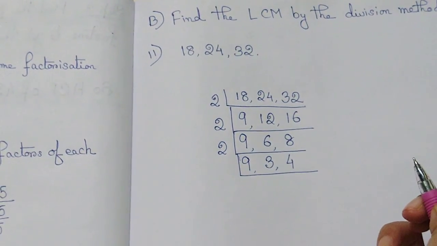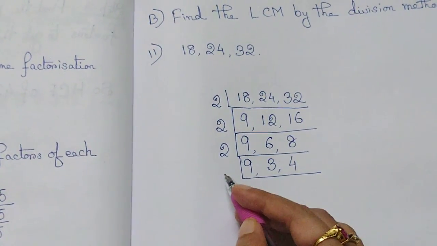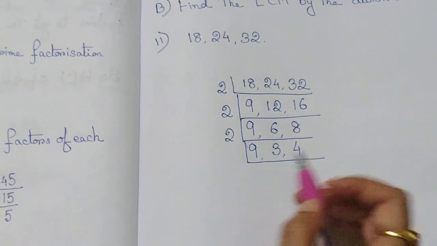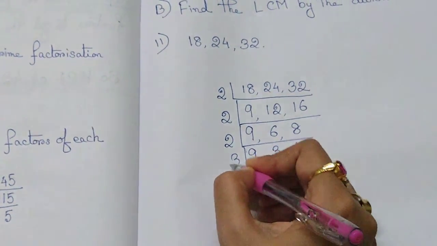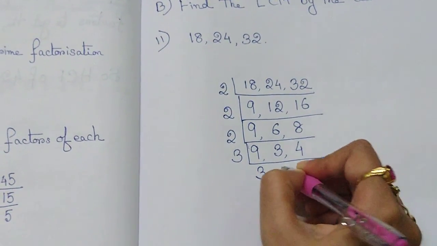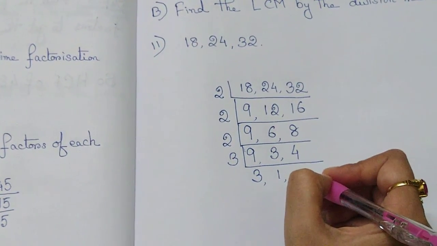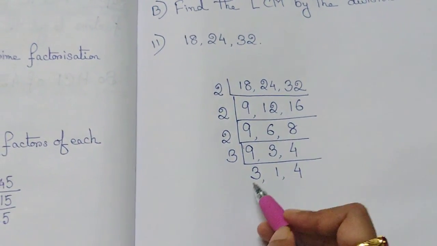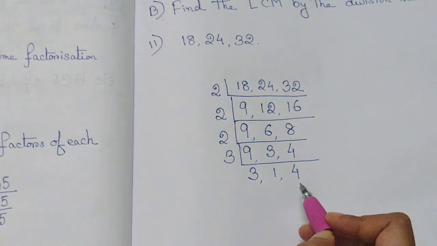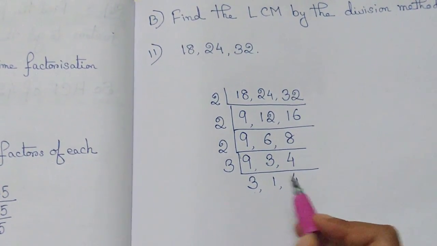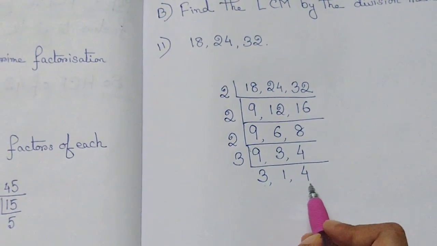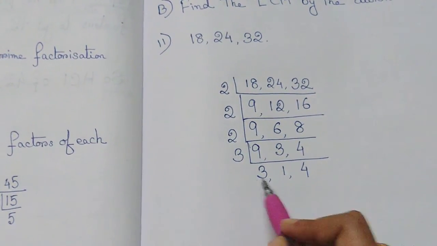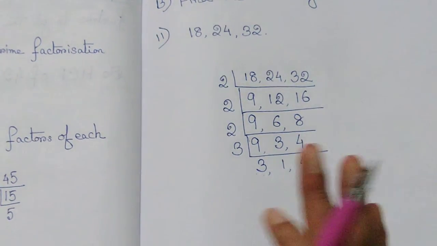Now it can be divided by 3. I'll not take 2 because only 4 can be divided. 3 and 9 won't be divided. So I'll be taking 3. 3 3s are 9, 3 1s are 3, and 4 I'll be writing directly because 4 can't be divided by 3. Now I cannot take any other number because 3, 4, 4 is a composite number. 3 and 1 both are prime numbers. So I'll be leaving the LCM till here.